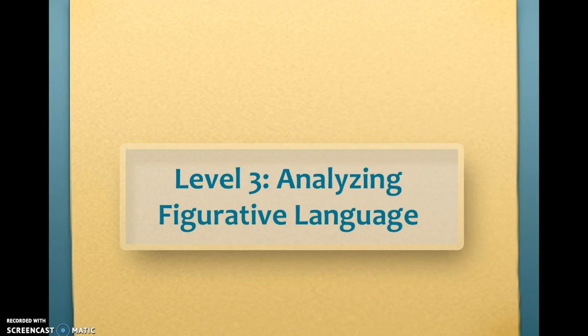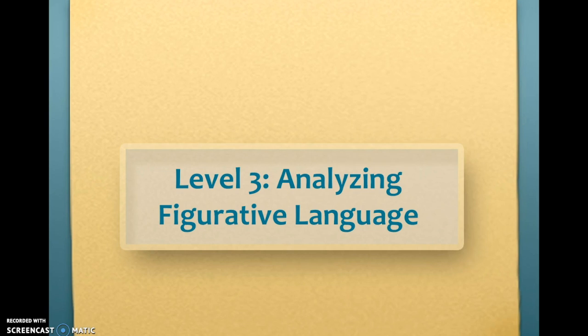Today we're going to talk about analyzing figurative language. Up to this point, you've been able to explain the meaning of figurative language. That is a really important step. To be able to explain what figurative language actually means is necessary because it proves you understand the definition of figurative language and what figurative language means.